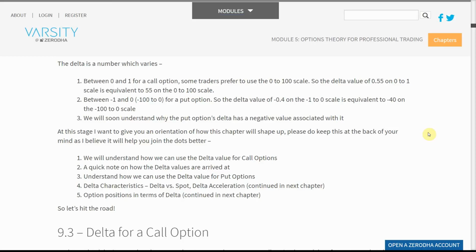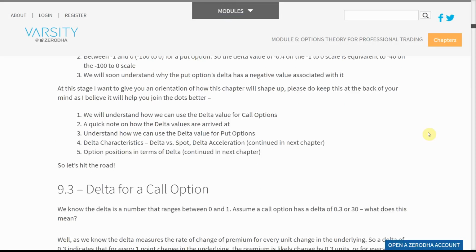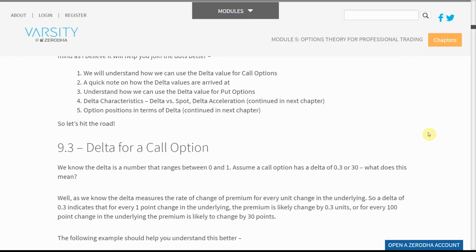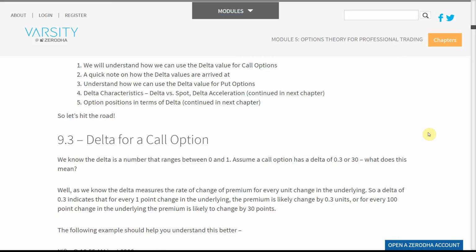At this stage, I want to give you an orientation of how this chapter will shape up. Please do keep this at the back of your mind, as I believe it will help you join the dots better. We will understand how we can use the delta value for call options. A quick note on how the delta values are arrived at. Understand how we can use the delta value for put options. Delta characteristics, delta versus spot. Delta acceleration, continued in next chapter. Option positions in terms of delta, continued in next chapter. So let's hit the road.